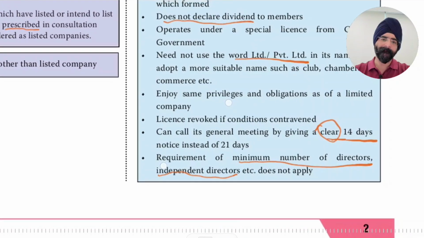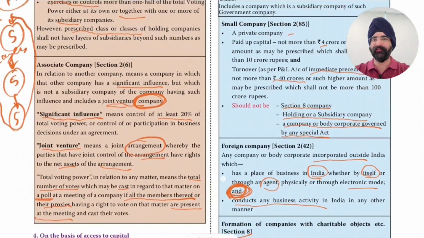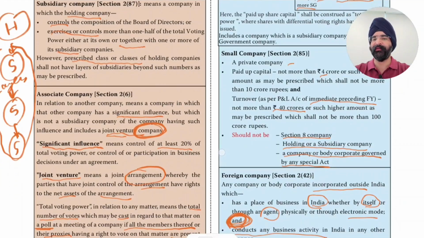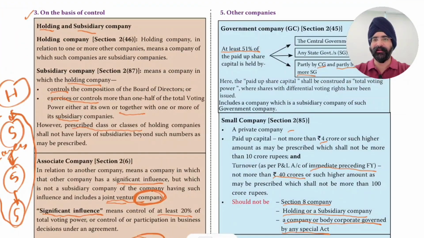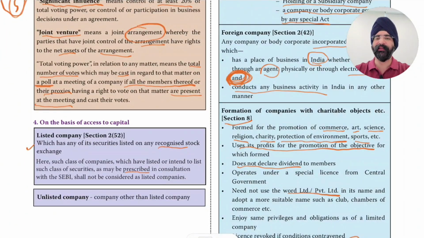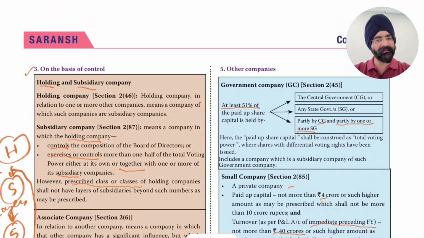So here we have completed our different types of companies. Today we have covered them on the basis of control: holding, subsidiary and associate. Associate means 20% or JV, and holding subsidiary means more than one half of total voting power or control of the composition of the board of directors. On the basis of access to capital: listed, unlisted, and even certain listed companies may be termed not as listed company. There may be a prescription by the central government in consultation with SEBI.